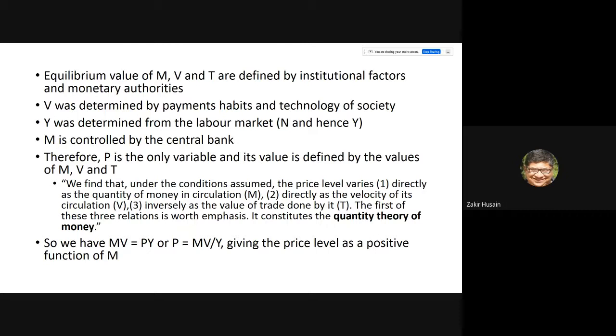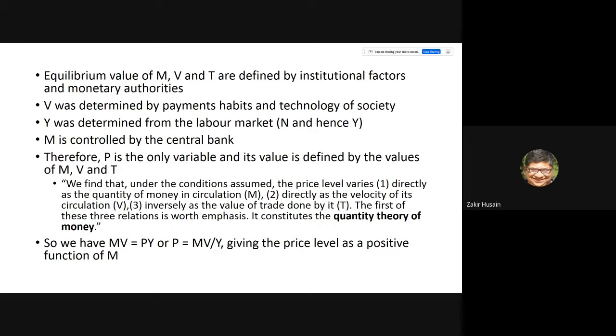So the equilibrium values of M, V, and T are given. V is determined by the payment habits and technology of the society. For instance, if all of you use credit cards, will you require a large money supply? But if you don't use credit cards, you need a larger money supply. What are the payment habits? When do you get payments? Is it monthly, after long periods, or is it every day? If you get paid every day, V will go up.